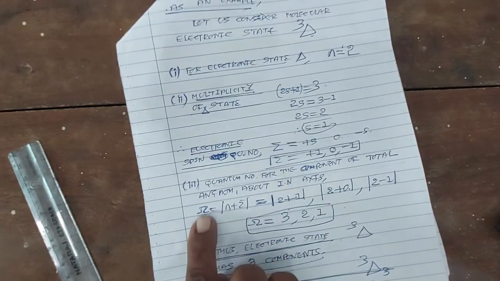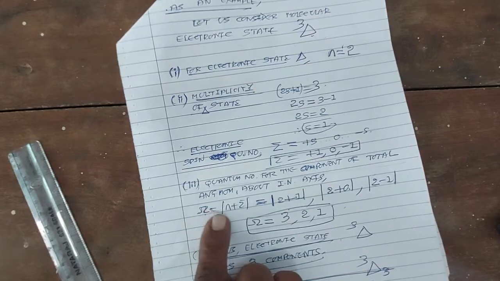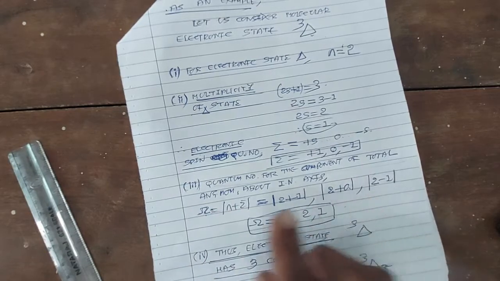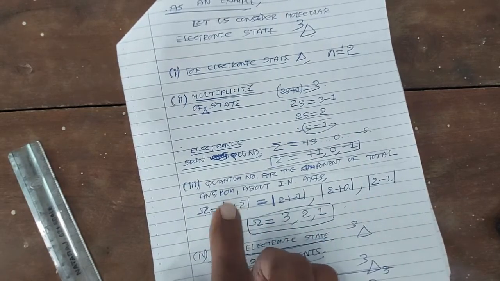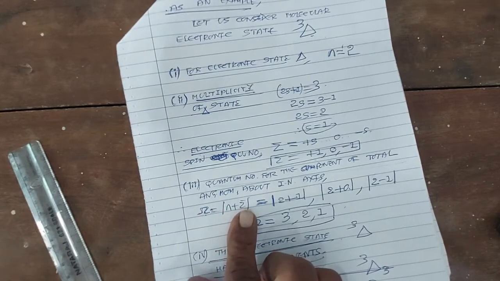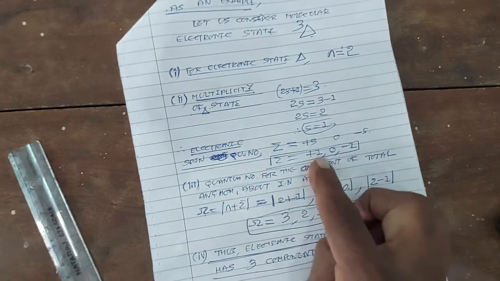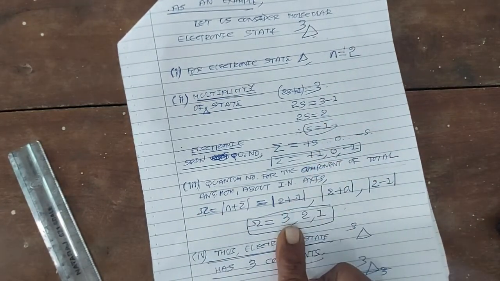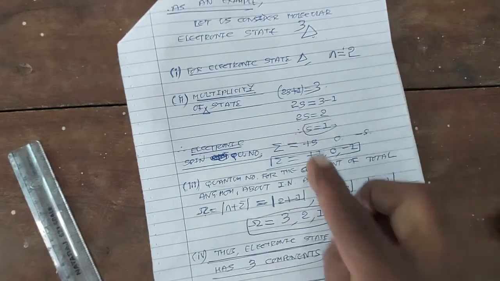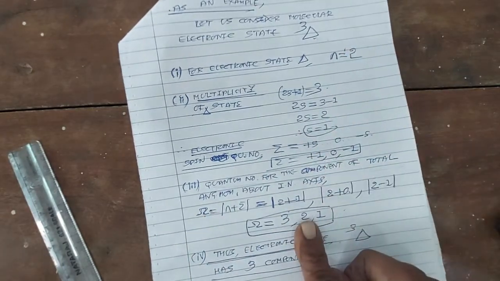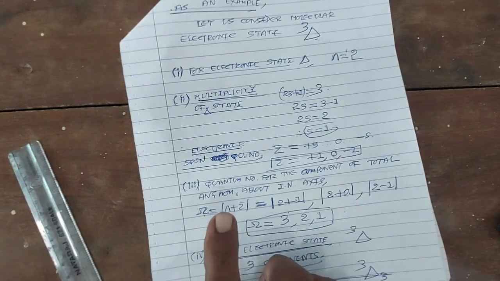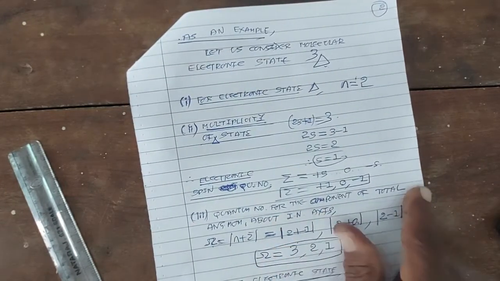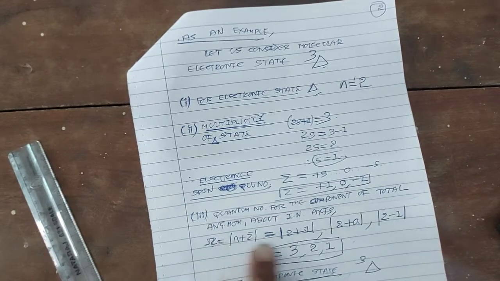So the total quantum number omega, which is the sum of lambda plus sigma, has 3 values, right? Now for delta state, lambda is 2, and the first value of sigma is 1. So the first value of total quantum number omega will be 2 plus 1, that is 3. The second value of omega will be 2 plus 0, that is 2. The third value of omega will be lambda plus sigma, that is 2 minus 1, that is 1.